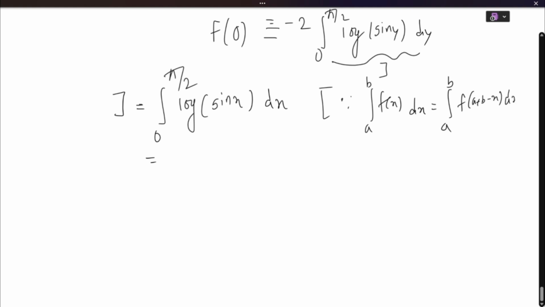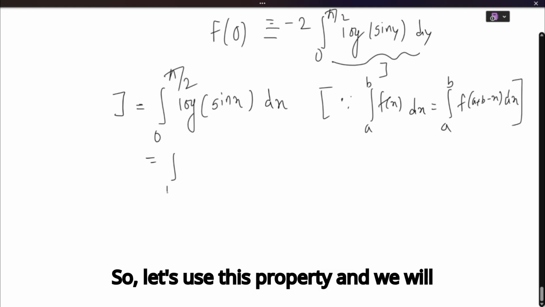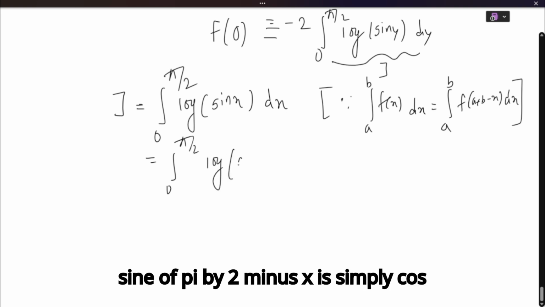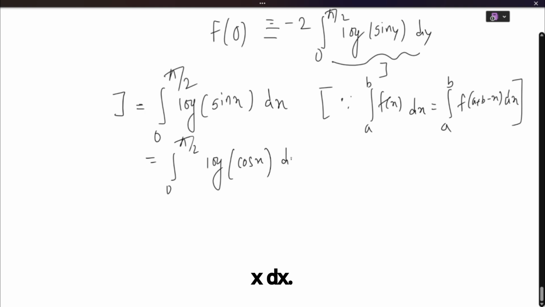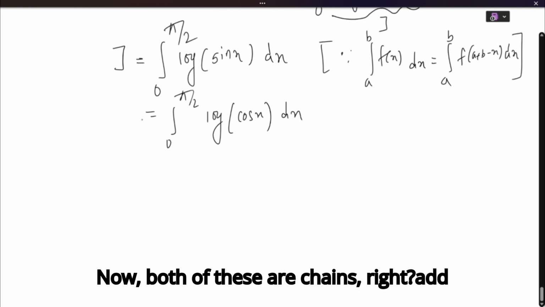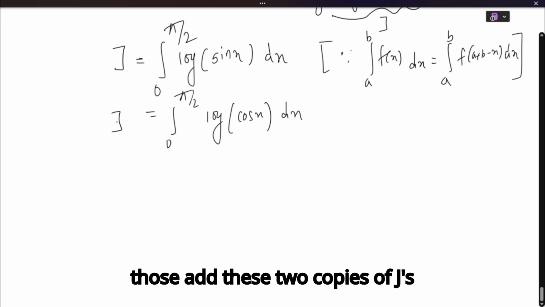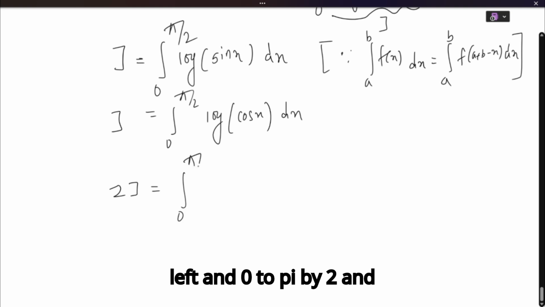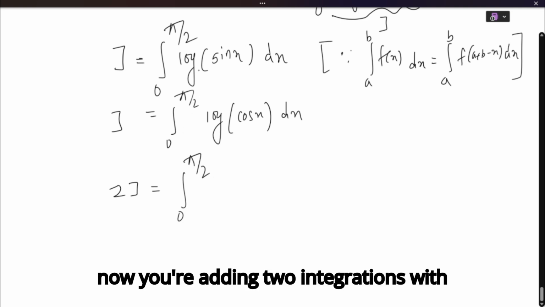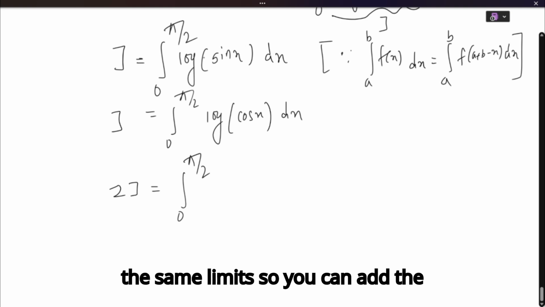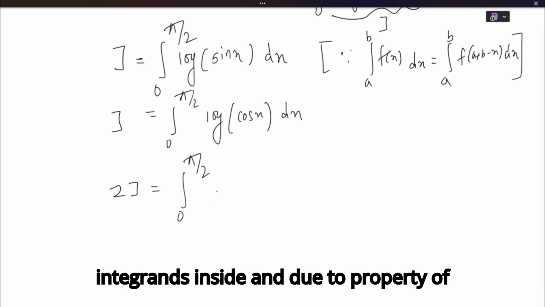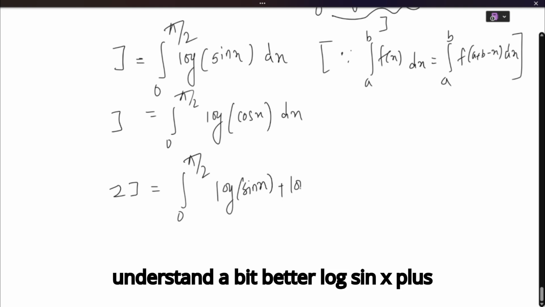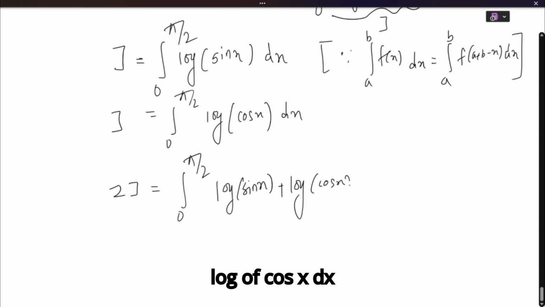x dx. So let's use this property and we'll get 0 to pi by 2 log of sine of pi by 2 minus x, which is simply cos x dx. Now, both of these are J's, right? Add these two copies of J basically, and you will get a 2J on the left and 0 to pi by 2. And now you're adding two integrations with the same limit, so you can add the integrands inside. And due to property of logs, okay, let's do it in two steps actually for understanding it better. Log sin x plus log of cos x dx.